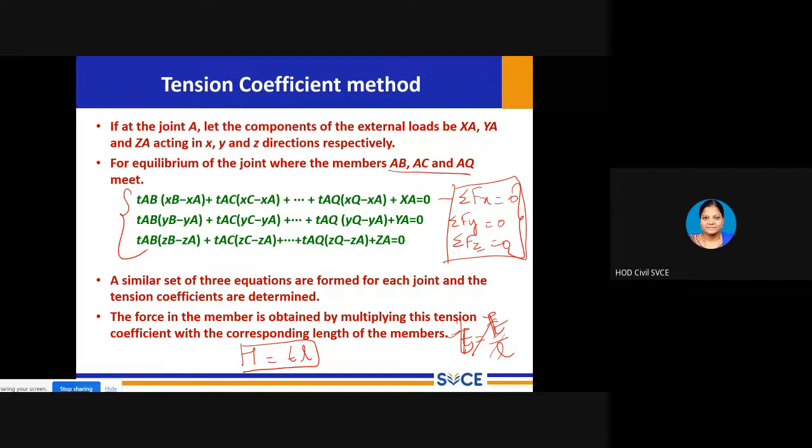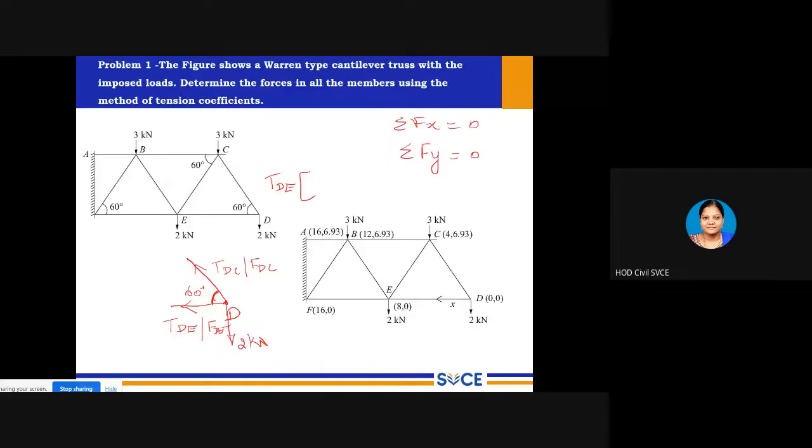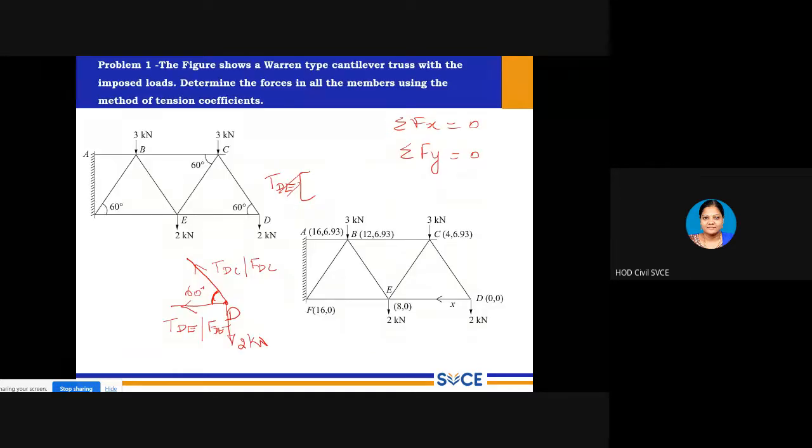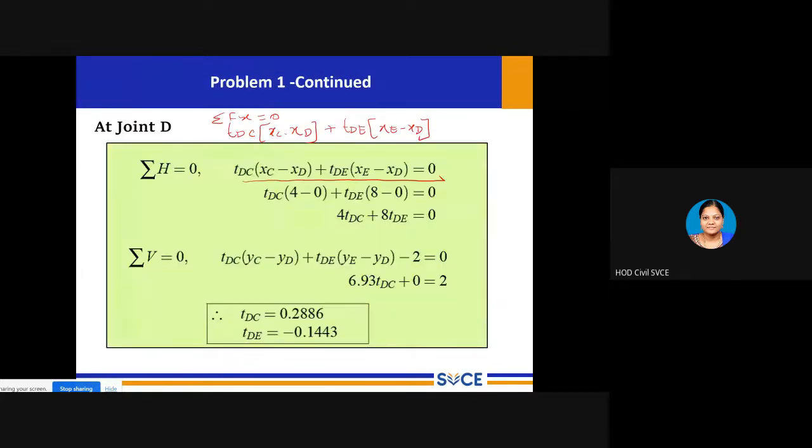Okay. Now, can you please tell me what equation we are going to have when you apply summation Fx equal to 0? Is this equation right? So you have two members, DC and DE. So I'm going to write summation Fx equal to 0, or summation H equal to 0, whatever. So TDC into XC minus XD plus TDE into XE minus XD. Are there any other forces in the x direction? No, ma'am. Okay. Therefore, simply it is equal to 0. So this is your first equation.